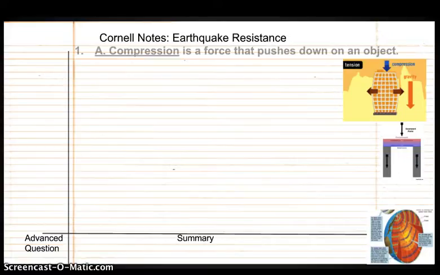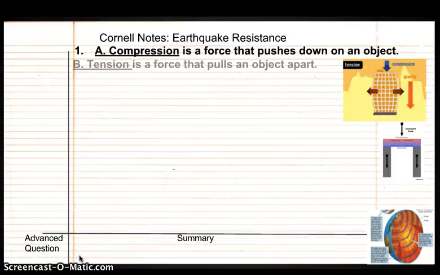Here's number one. There are two major forces acting on a building. Compression is a force that pushes down on an object. In this picture, and you don't have to draw it for now, just look. You can see that gravity is pushing down on the building, and tension is the force acting on the sides of the building. Tension is a force that pulls an object apart.